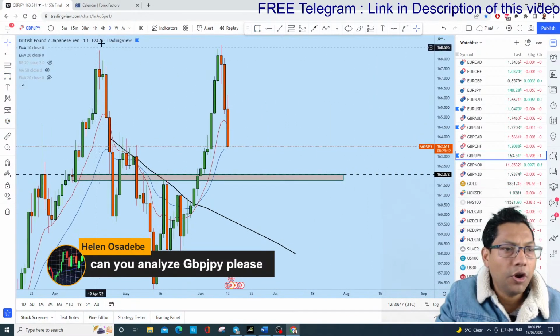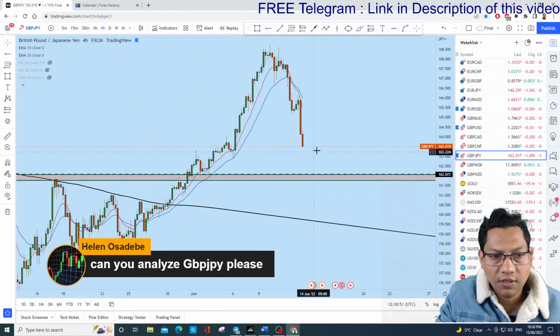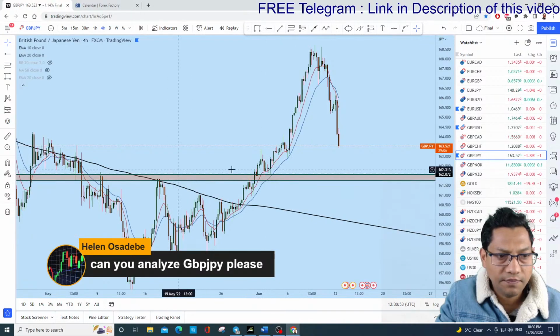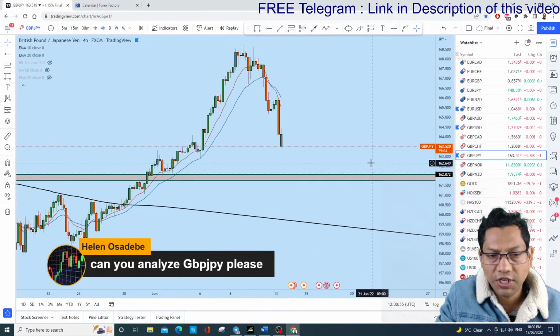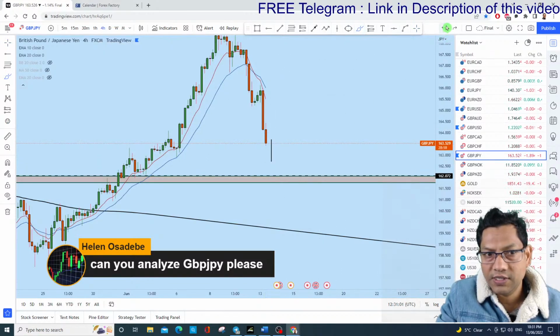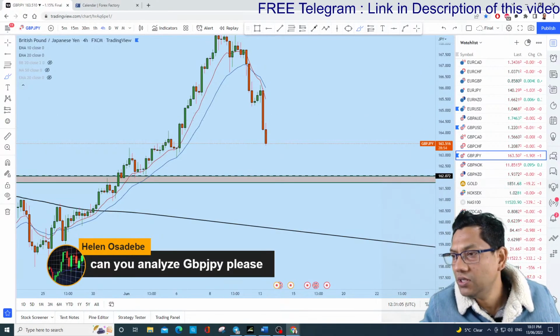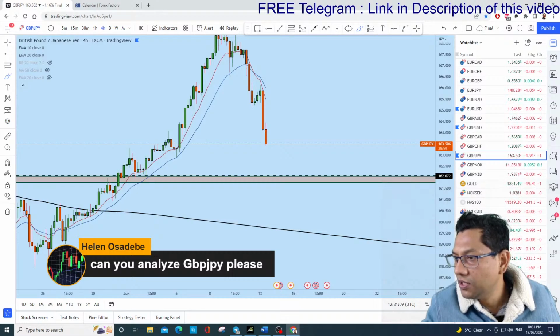But at this point, we could see a further drop. We could see it go to this level potentially. But if we see, let's say, a narrow doji, then only in that case we can sell. At this point, it's still bearish. But if you haven't traded yet, then I will tell you to be patient.